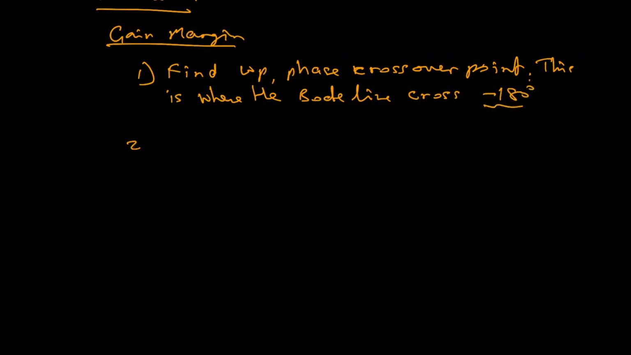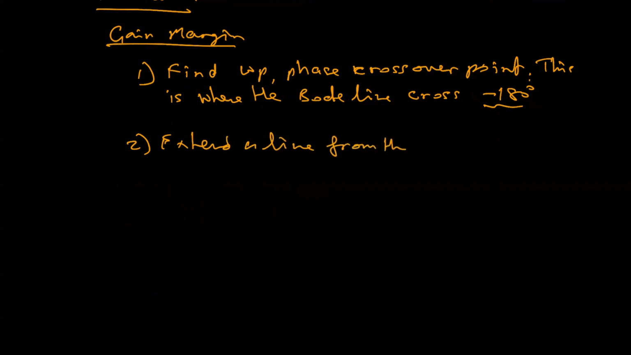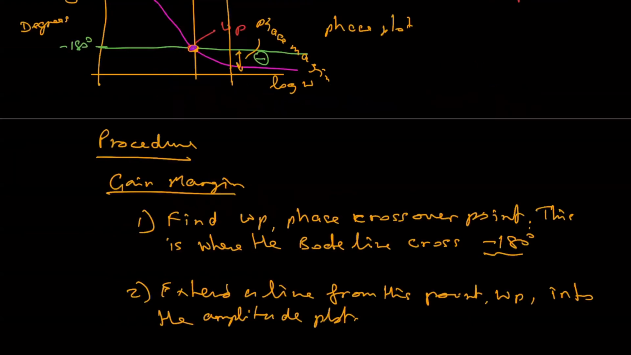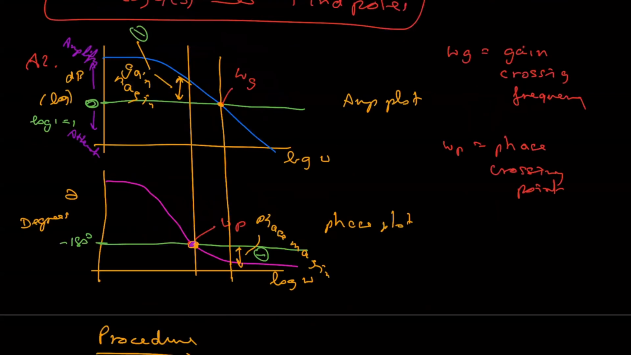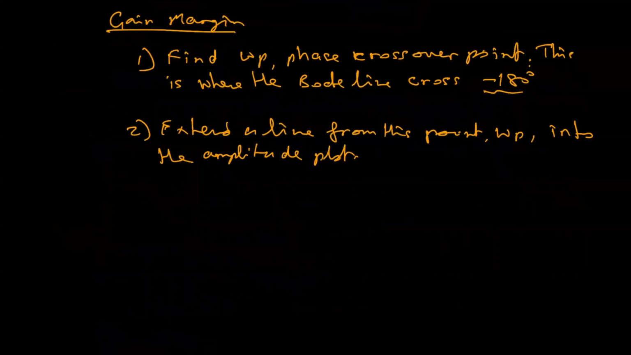Number two, extend a line from this point, omega p, into the amplitude plot. So this is what I did here. That's the omega p, and I took a line that went all the way up to there. I crossed over these two lines. Number three, and this is where you actually get to compute the gain margin.